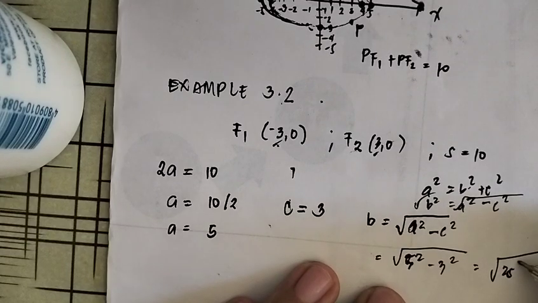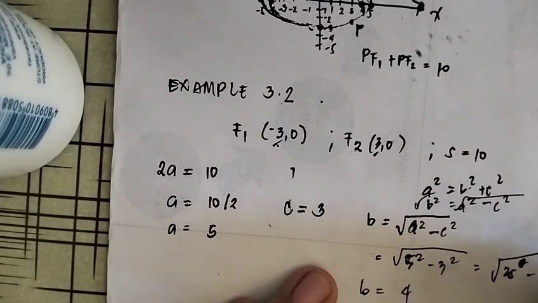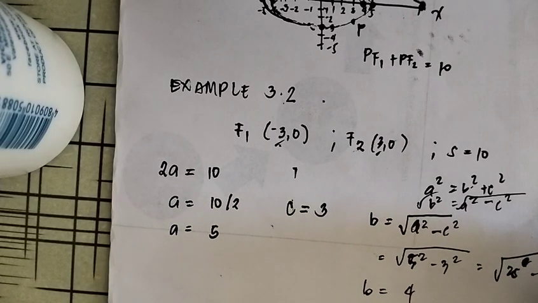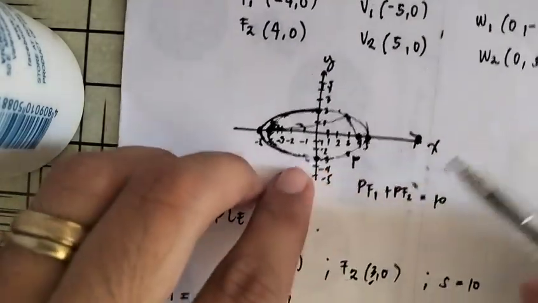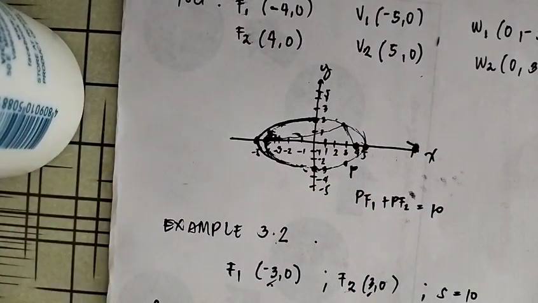25 minus 9 is 16. So b is equal to 4. Ang kalainan sa previous example, si b is 3, karon nahimo na siya 4.